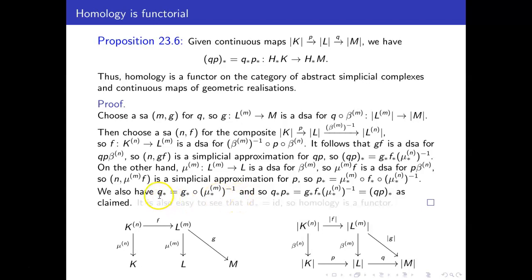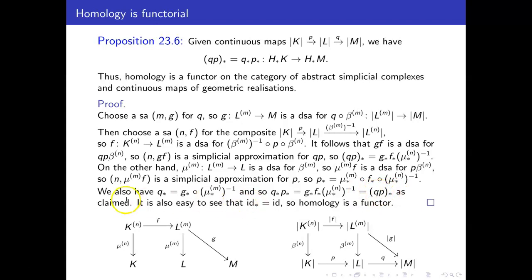And then Q lower star, well, that's just determined by this simplicial approximation that we've got here for Q. So the Q lower star is G lower star composed with mu m star inverse. Okay. So when we take Q star composed with P star, we're composing this guy here with this guy here, and then the mu m star inverse is cancelling with the mu m star. We get Q star P star is just the G star F star mu n star inverse, and that's the same as QP lower star.